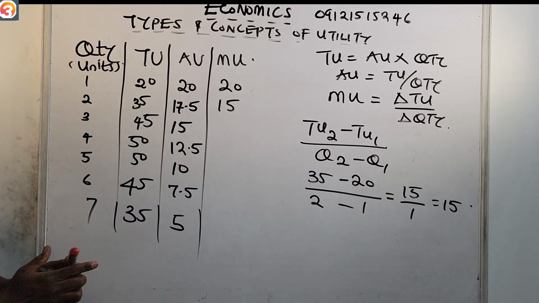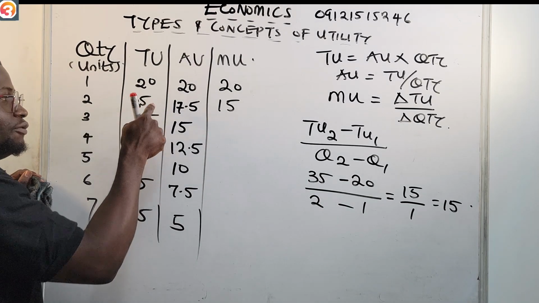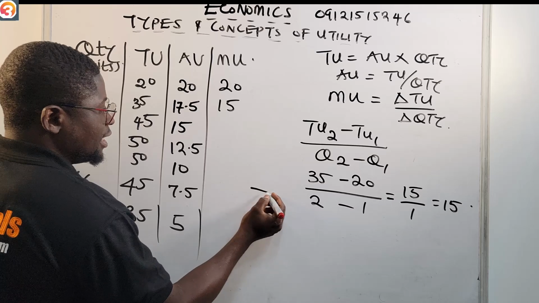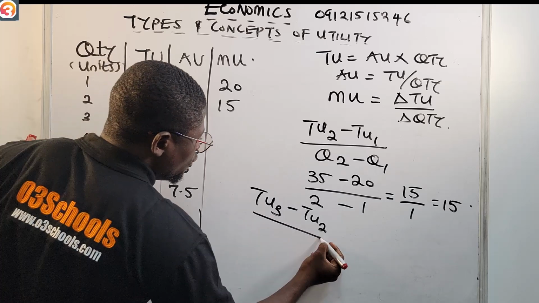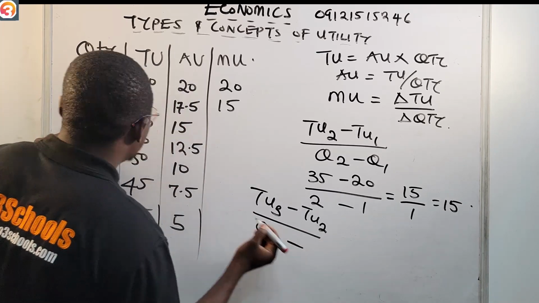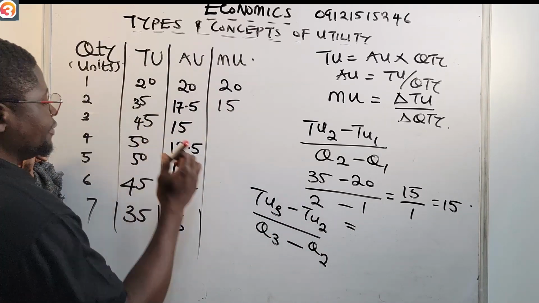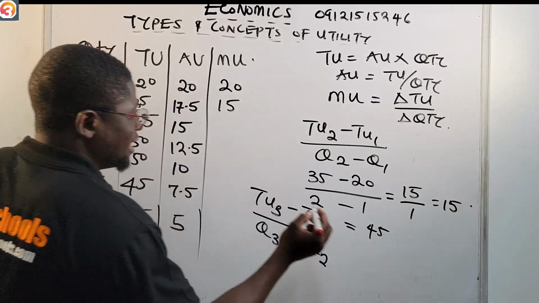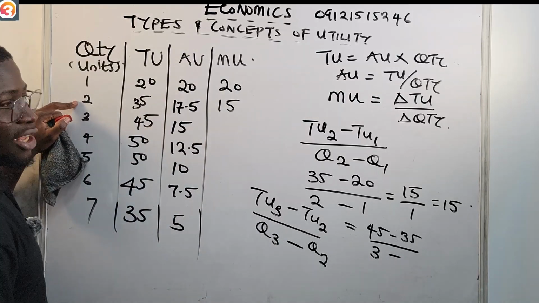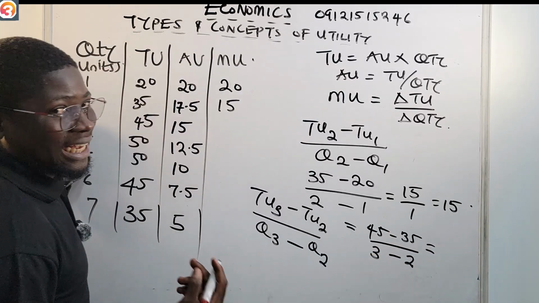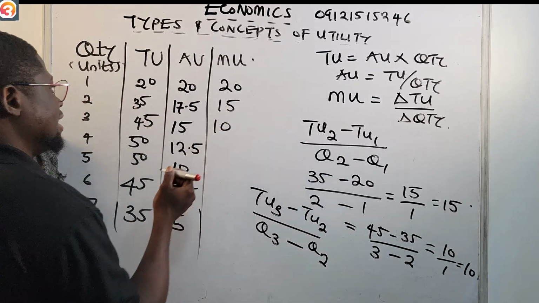So let's continue. Now for this third one, we're calculating the change between this second one and this third one, from 35 to 45. So I want to do TU3, which is 45, minus TU2, which is 35, over Q3, which is 3, minus Q2, which is 2. Are we together? Yes. So let us do that. 45 minus 35 is 10. 3 minus 2 is 1. 10 over 1 is 10. So here's our 10. Are we together?